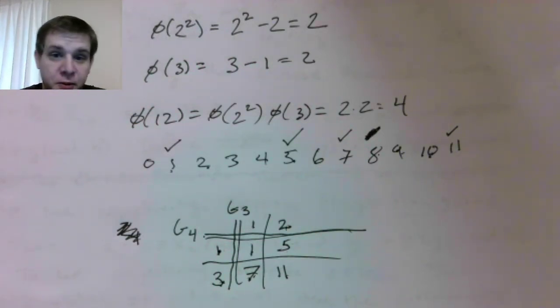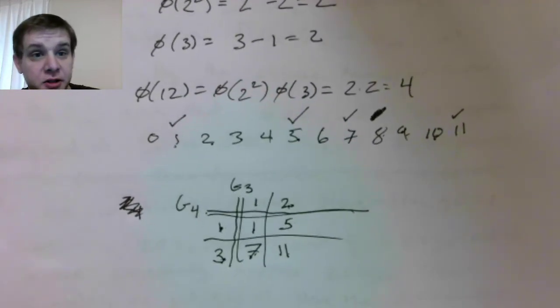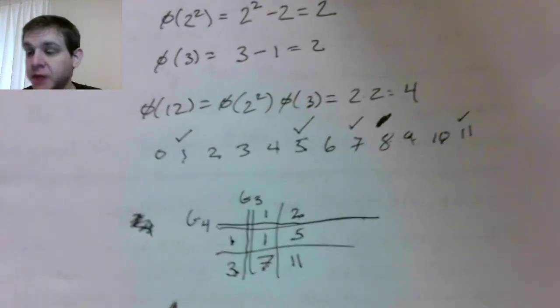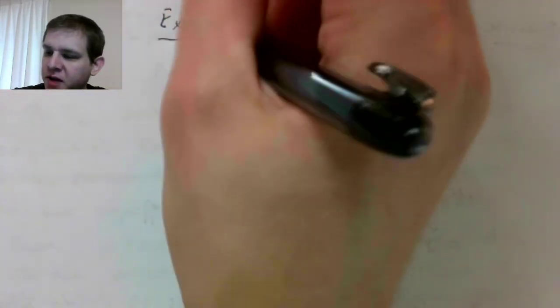Now, the whole point of the formula is not to be able to do this. It's to be able to do it for extremely large numbers that you would have a hard time doing anyway. So let's do another example where we have a large number involved. Let's compute phi of 96.